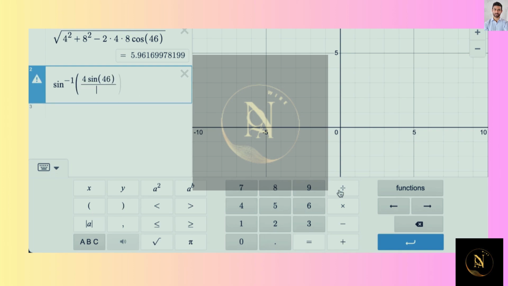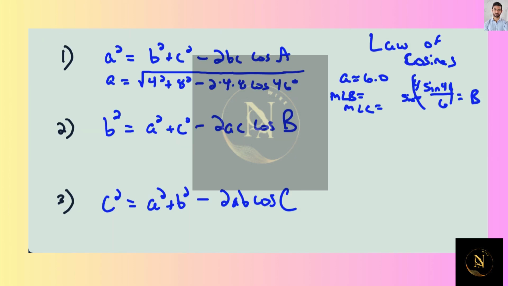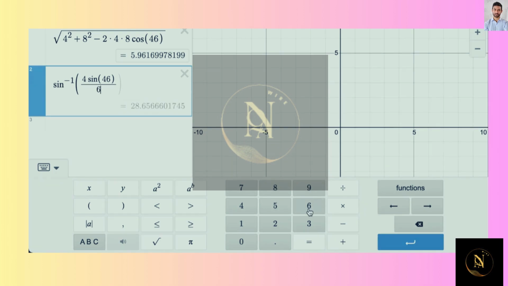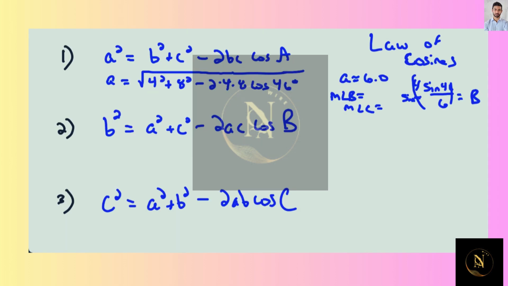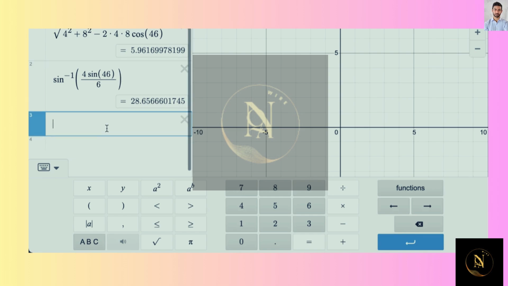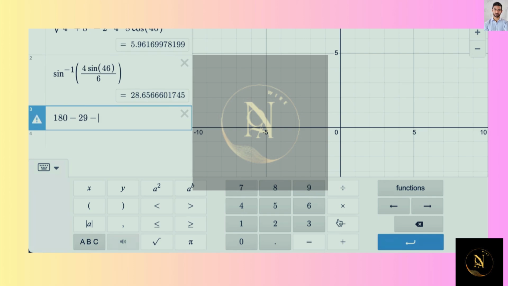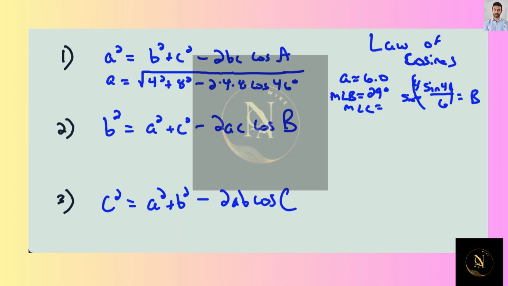over 6, which is, to the nearest degree, 29 degrees. And then you can find angle C by just subtracting from 180: 180 minus 29 minus the given angle 46. And so the angle C would be 105 degrees. This is how the rest of them are going to work as well.